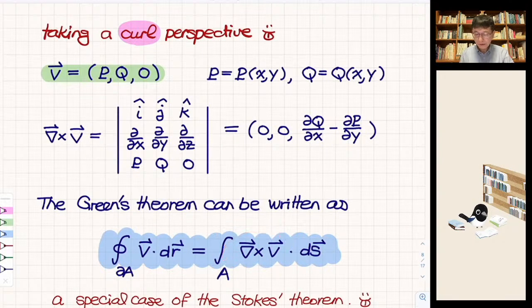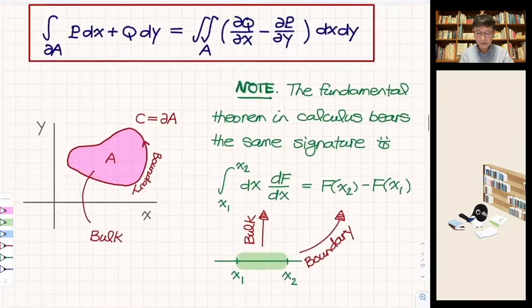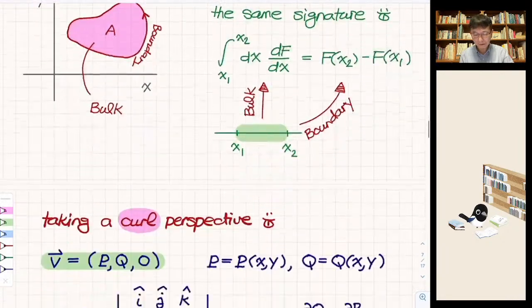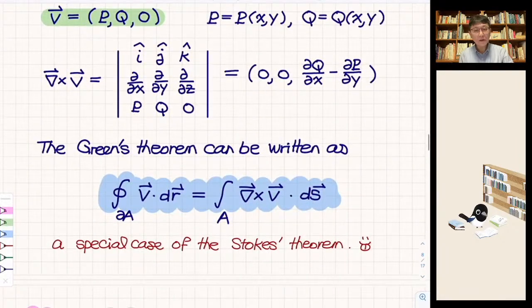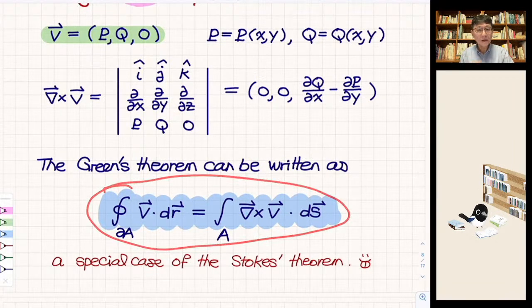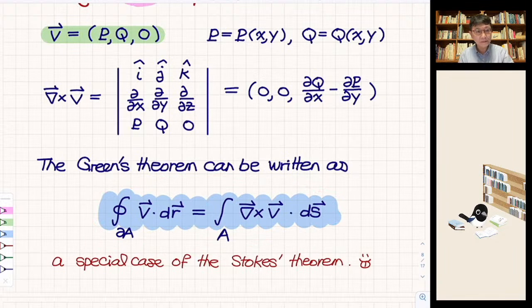Curl cross V only has one component, that is this one, and dotted with ds along the z direction, then you get back to just this expression. So then they are the same. And this is, of course, not a proof. It's just an explanation saying that there's a very beautiful way of rewriting Green's theorem.